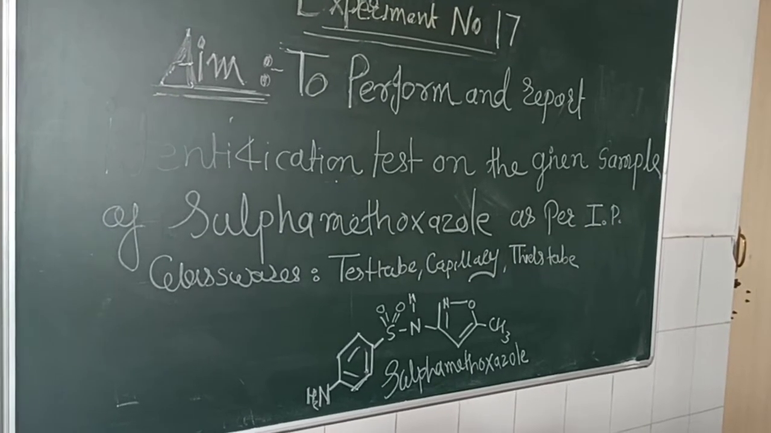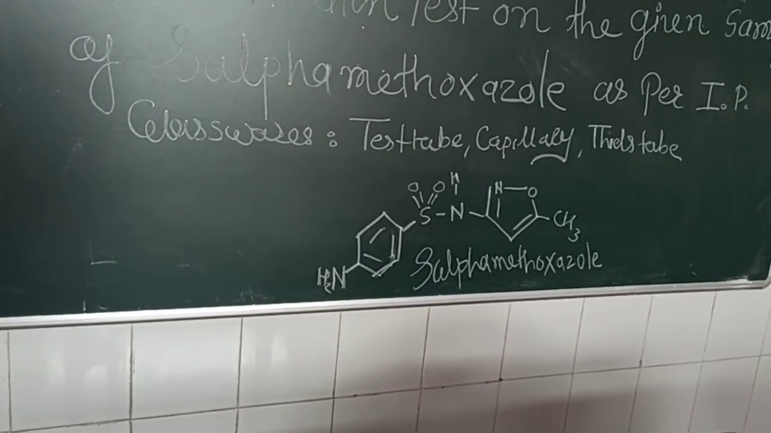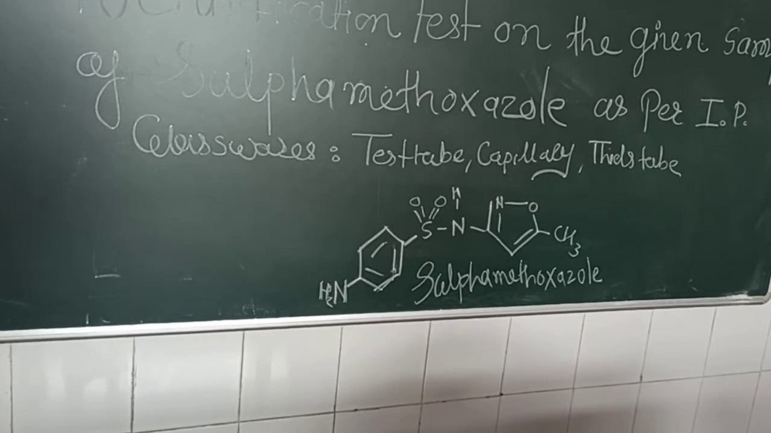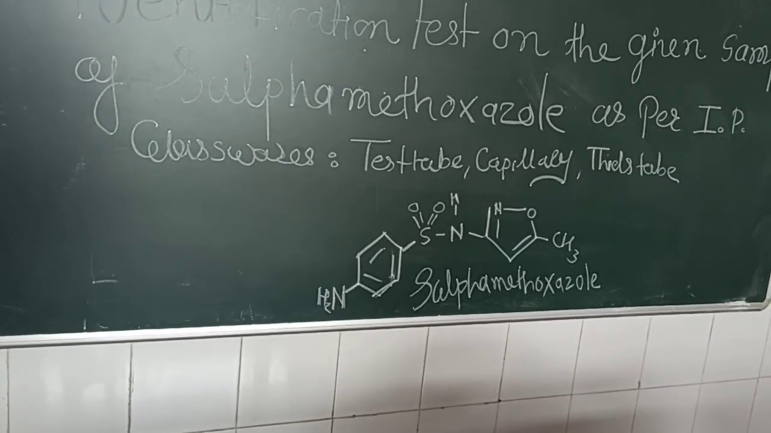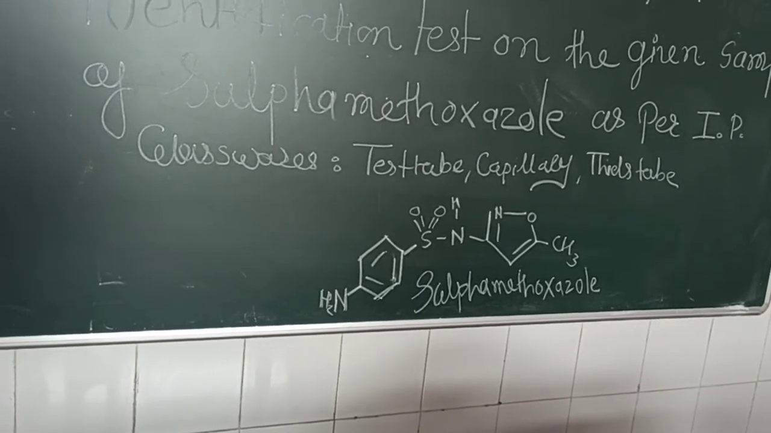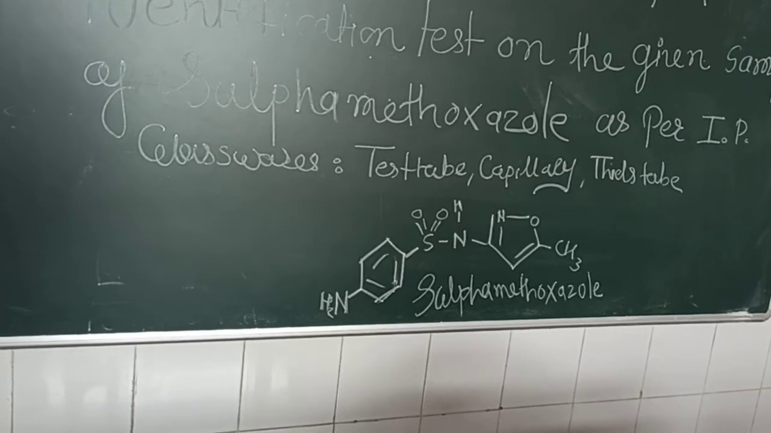Then see the structure of sulfamethoxazole. The chemical name of sulfamethoxazole is 4-amino-N-(5-methyl-1,2-oxazol-3-yl)benzenesulfonamide, where benzenesulfonamide is the parent.